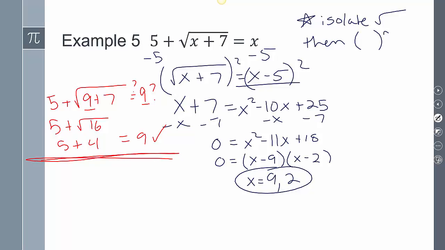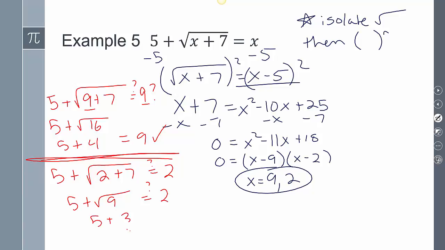Now trying the next one. 5 plus the square root of 2 plus 7. Does that equal 2? You're going to get 5 plus the square root of 9. And then that's going to be 5 plus 3, which is 8. And we know that 8 doesn't equal 2. So 2 cannot be one of my solutions. And so therefore, my only solution is going to be 9.